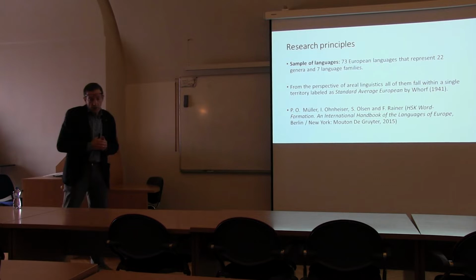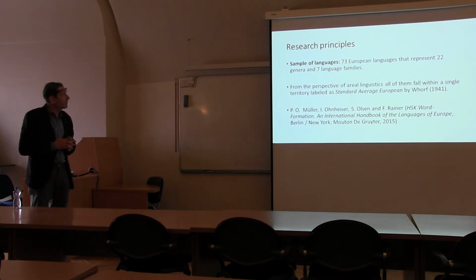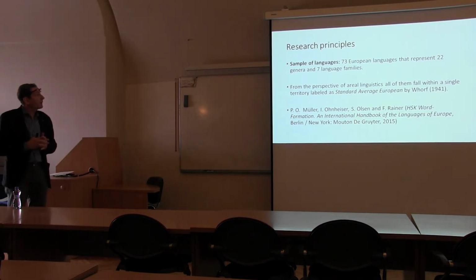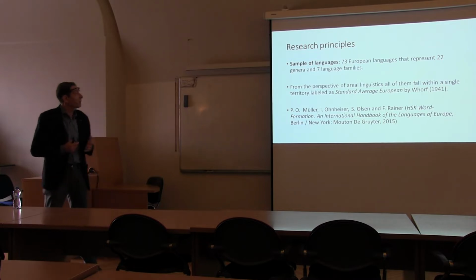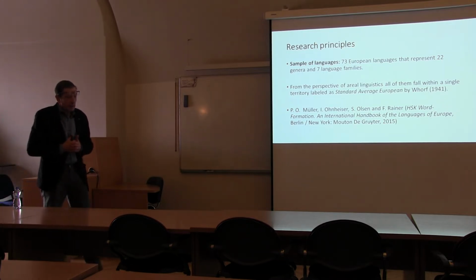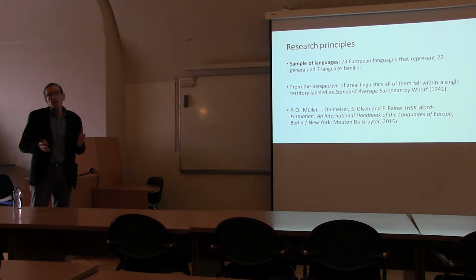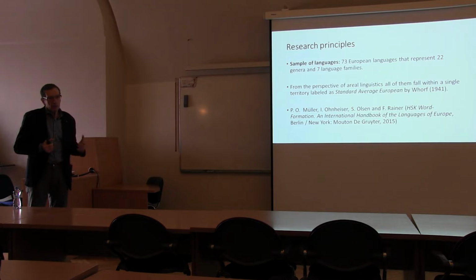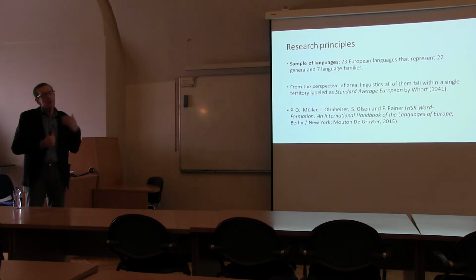So let me briefly summarize the basic research principles. We studied 73 European languages that represent 22 genera and 7 language families. From the perspective of areal linguistics, all of them fall within a single territory labeled by Whorf as Standard Average European. Now, what was the method of selection of these languages? We very soon found out that we cannot rely on WALS, we cannot rely on Ethnologue, because they provide different lists of languages. What is included in WALS doesn't have to be included in Ethnologue, and vice versa. The numbers of languages included and described in these databases substantially differ for various reasons.